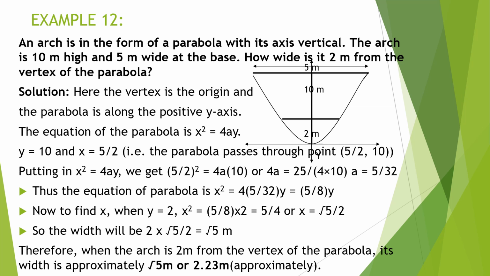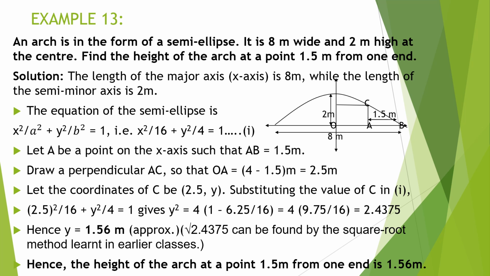But x is root 5/2, and the total width will be from both the sides. So the total width will be 2 into root 5/2, which is root 5. Hence when the arch is 2 meter from the vertex of the parabola, its width is approximately root 5 or 2.23 meters.